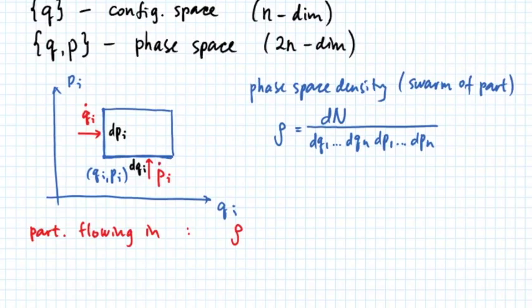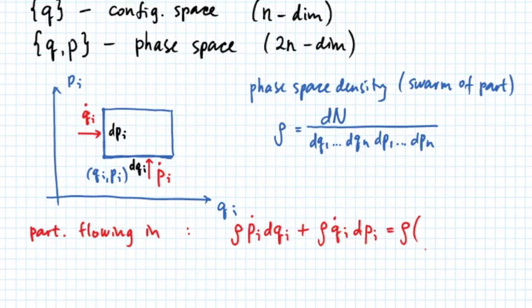So particles flowing in from the bottom will be given by rho times p sub i dot and times the size of this rectangle, the width of it, dq sub i. Then particles flowing from the left will be, again, proportional to the overall density times rate of change in coordinate, q sub i dot, and times the size of this rectangle, dp sub i. Or we can rearrange it: phase space density at this point times q sub i dot dp sub i plus p sub i dot dq sub i.